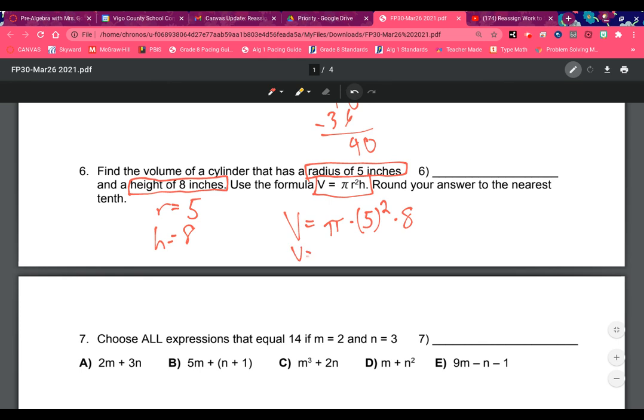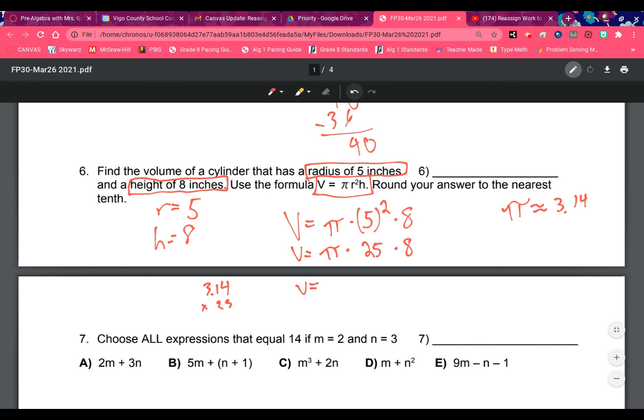So I'm going to do V is equal to pi times, well, what is 5 squared? We know 5 squared is 25. And then I can just bring my 8 down again. So for this problem, you guys also know that pi is approximately 3.14. We're going to use that so we don't have a repeating, on and on decimal in this. So round your answer to the nearest tenth. So we're going to do V equals, I'll just do this because we multiply from left to right. So if you do that, 3.14 times 25, let's actually just do that real quick.